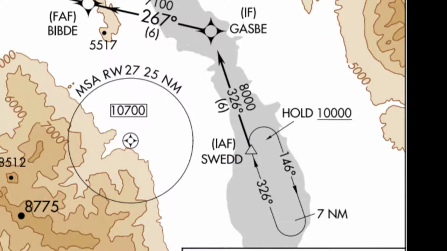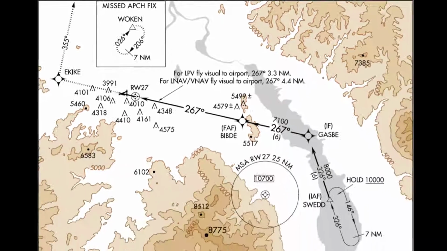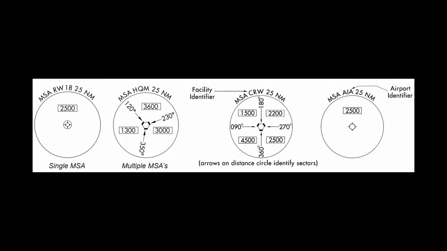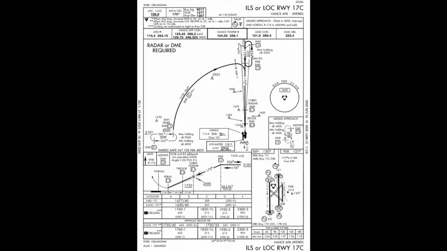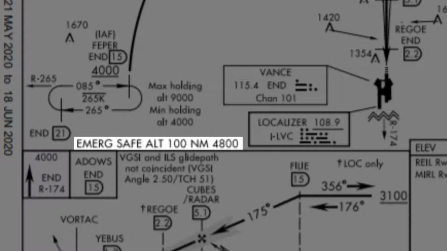Water features such as oceans, lakes, or significant rivers and streams will be depicted in gray. International borders will be depicted by a dashed line with the two countries on that border. Minimum safe altitudes will be depicted as follows. The minimum safe altitude provides 1,000 feet clearance above the highest obstacle within 25 nautical miles, or 2,000 foot clearance above the highest obstacle within mountainous areas. Military procedures can have emergency safe altitudes, which can extend that range to 100 nautical miles.